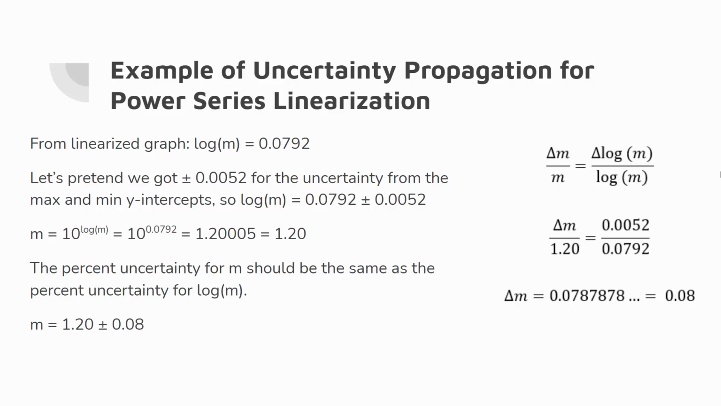Again, we will be able to present the equation of our function. We wouldn't include the uncertainties there, but we would also be able to, in the text of our report, state that we know that the value of m is 1.2 and its uncertainty is 0.08.